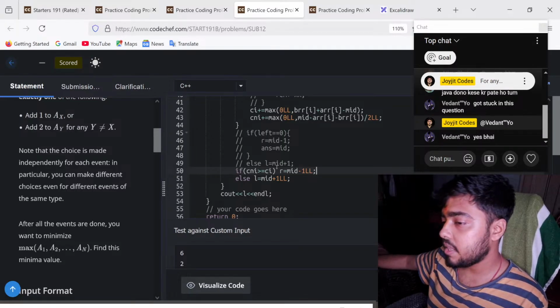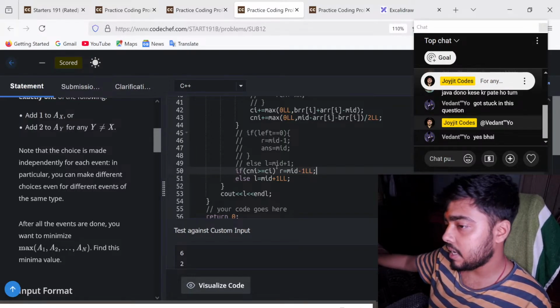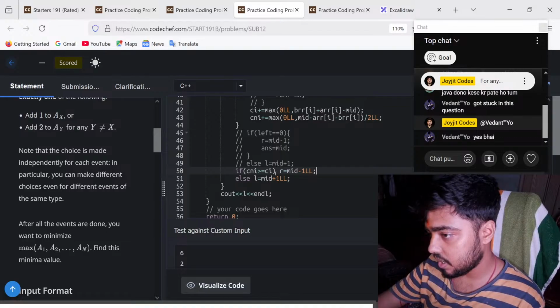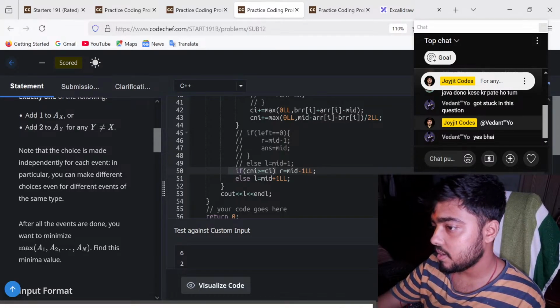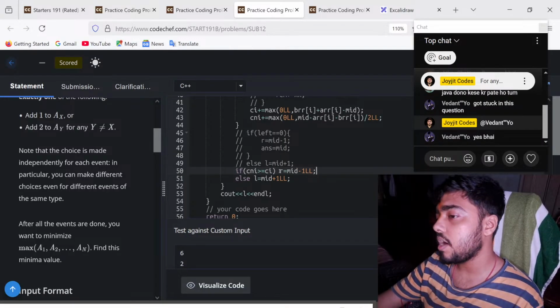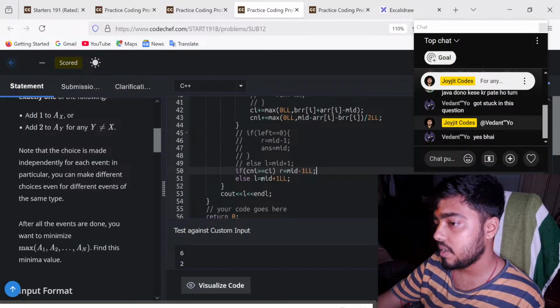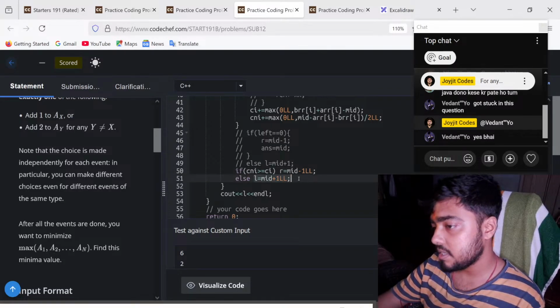So I meant the opposite one. If it is greater than or equal to this, then I can go for it. This means that I can go for it. So I make r equal to mid minus 1. Otherwise, I make l equal to mid plus 1. So I make the answer as l.